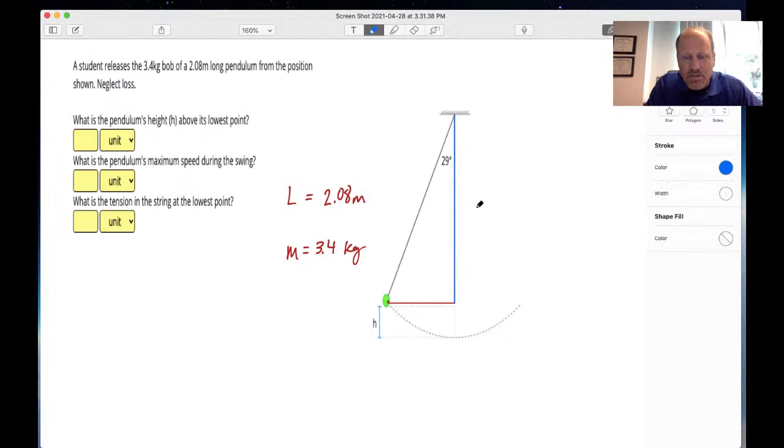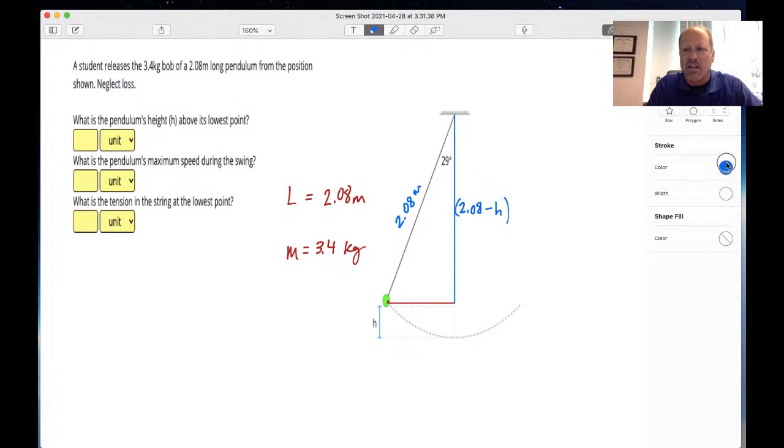is equal to 2.08 minus H. Right? And this position here is irrelevant. We know that this is 2.08 meters. So now we have the hypotenuse and we have the adjacent side.